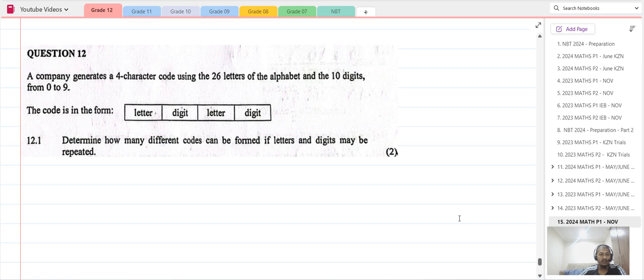Right, let's look at the last question, question 12, and finish off. A company generates a 4-character code using the 26 letters of the alphabet and the 10 digits from 0 to 9. So it's a 4-character code: letter, digit, letter, digit. Determine how many different codes can be formed if letters and digits may be repeated. So letter, 26, digit, 10, letter, 26, digit, 10. So that's the amount of codes that can be generated.